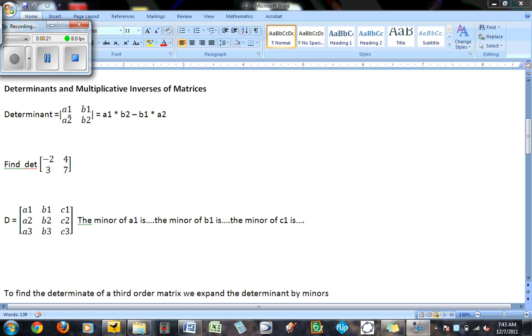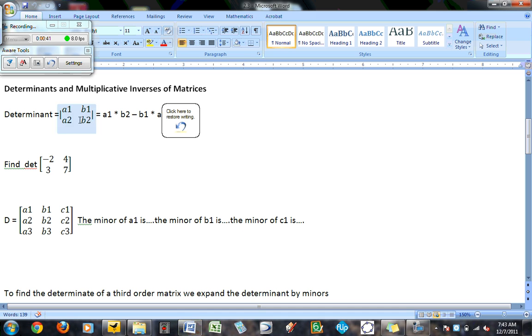So, the determinant of a matrix is where we multiply the upper left times the bottom right, so A1 times B2, and we subtract it from the other way. So we're going to cross multiply. All right, we're going to subtract the two. So we're going to multiply A1 times B2, and we're going to subtract B1 times A2. So this really isn't too terribly difficult. We're going to cross multiply the determinant.